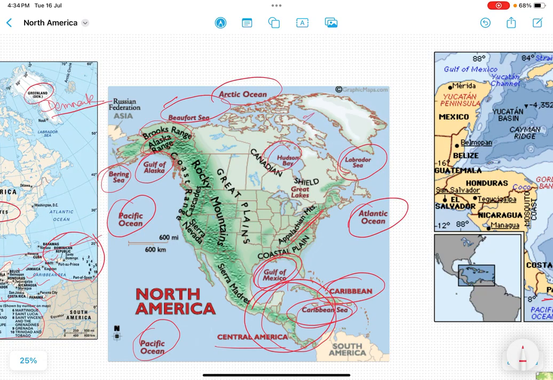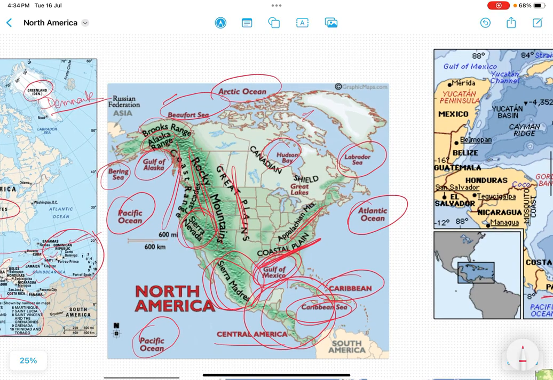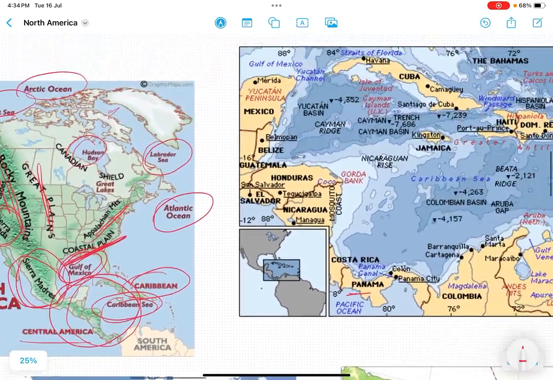Then we have the Alpine mountains and coastal plain areas. We have the Sierra Madre mountains, the Rocky Mountains, the Great Plains, and the Sierra Nevada. We have the Sierra Nevada, and we have this coastal range right here. Some important things that you may already know about.